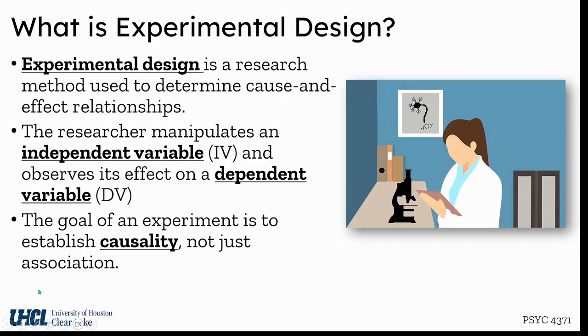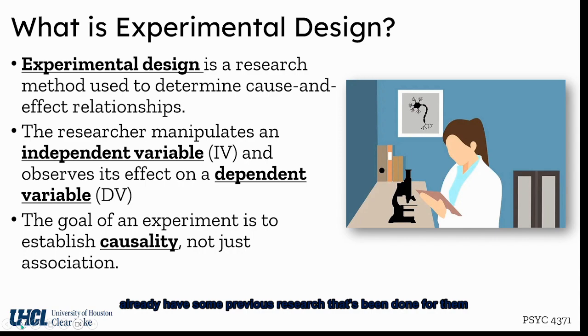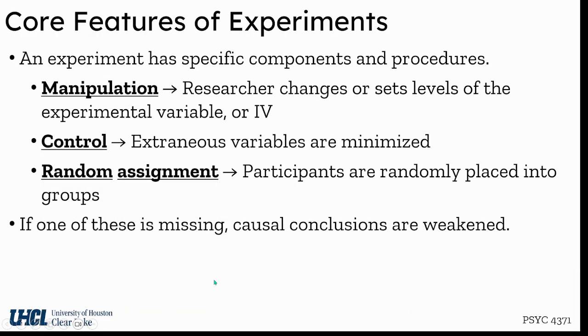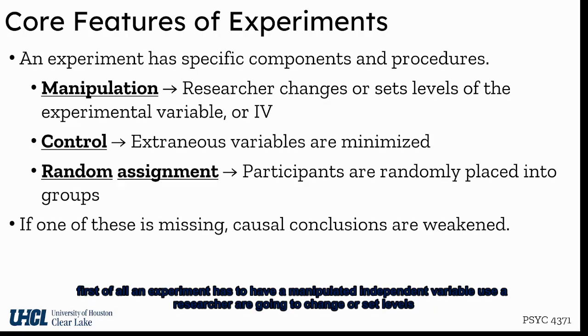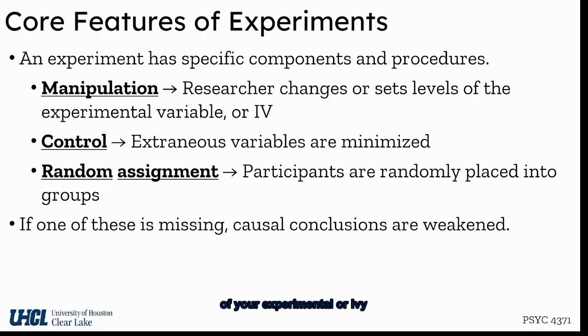But most experiments already have some previous research that's been done for them that has established that relationship between those two variables. So in an experiment, you've got specific components and specific procedures. First of all, an experiment has to have a manipulated independent variable. You, the researcher, are going to change or set levels of your experimental or IV. At the same time, you're going to have controls that are going to be taken care of either through your design or through your sampling or through your statistics.